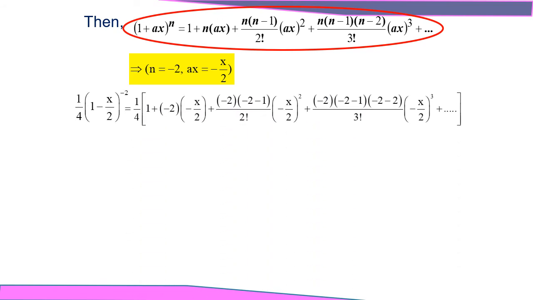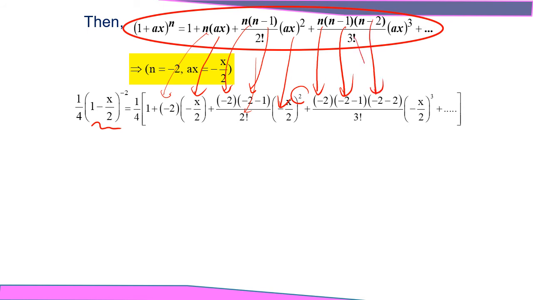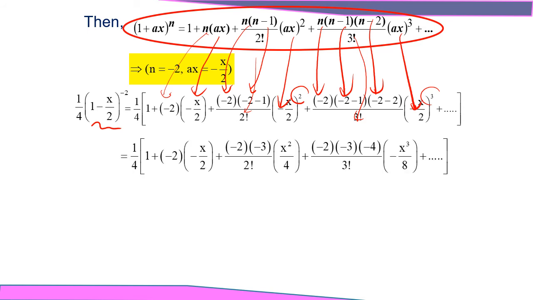So substitute into the formula. 1 over 4 should be outside all the brackets. The first term should be 1. The second term should be n, which is negative 2, times ax, negative x over 2. And then plus n times n minus 1 over 2 factorial, ax to the power of 2. And then n times n minus 1 times n minus 2 over 3 factorial, ax to the power of 3. So simplify everything on the right side.